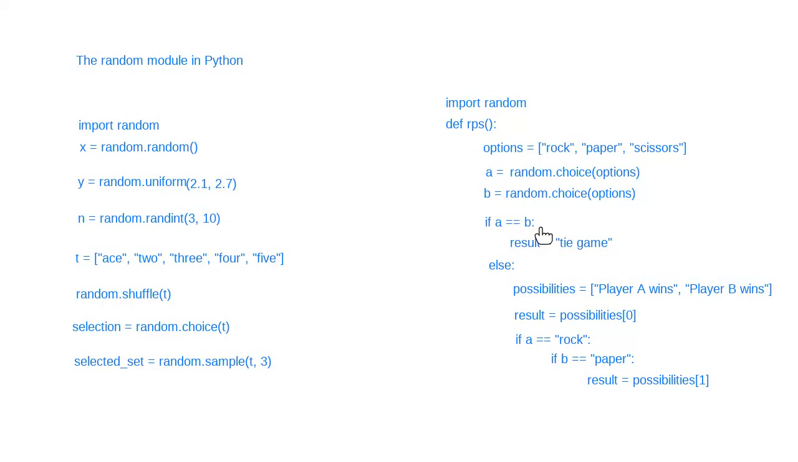Okay, so what do we have so far? If A and B are the same, we get a tie game. Otherwise, we have situations where player A is going to win or player B is going to win. If A plays rock and B plays paper, then player B wins. But otherwise, if player B plays scissors, then A wins. So we're not going to look at that specifically. We've already kind of covered that scenario.